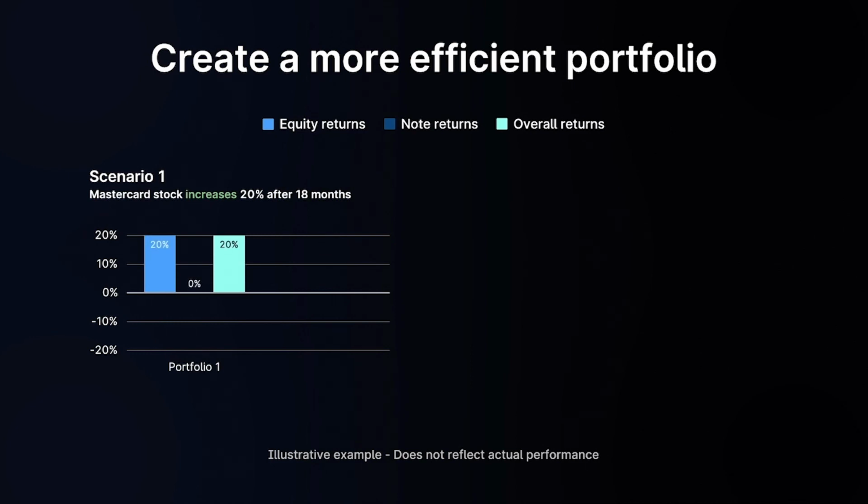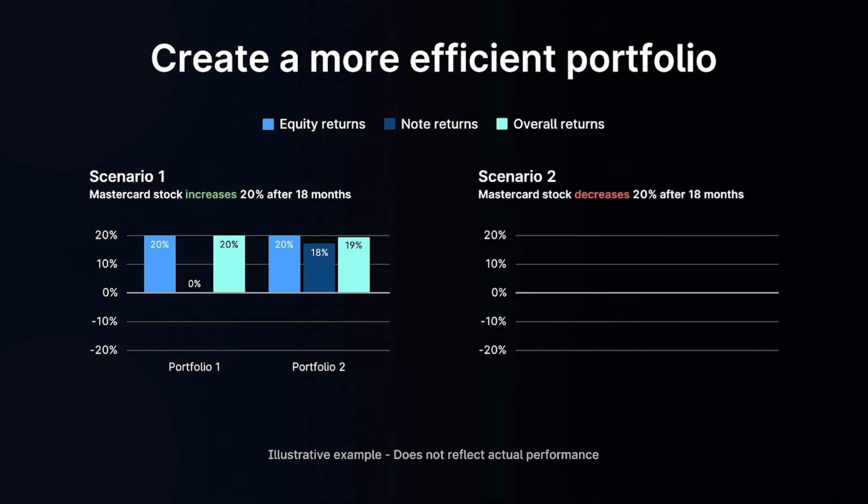In the chart on the lower left, we can see scenario 1, where after 18 months, MasterCard stock has appreciated by 20%. Portfolio 1 has achieved 20% returns coming entirely from the performance of MasterCard stock. Portfolio 2 has returned 19%, 20% from its holding in MasterCard stock, and 18% in its holding of the MasterCard structured note. The 18% from the structured note comes from each quarterly coupon from the 6 periods over 1.5 years.